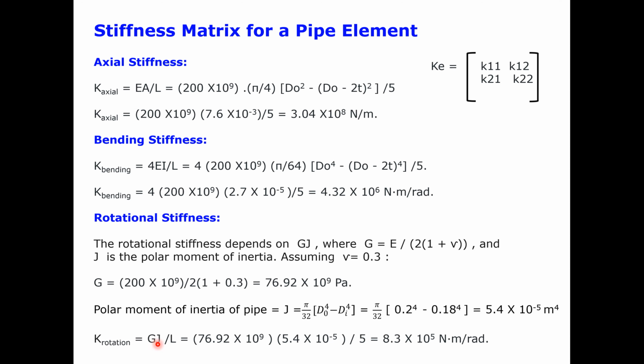So K rotation is JG over L. After substituting the values of J, G, and L, it comes out as 8.3 into 10 to the power 5 Newton meter per radian.